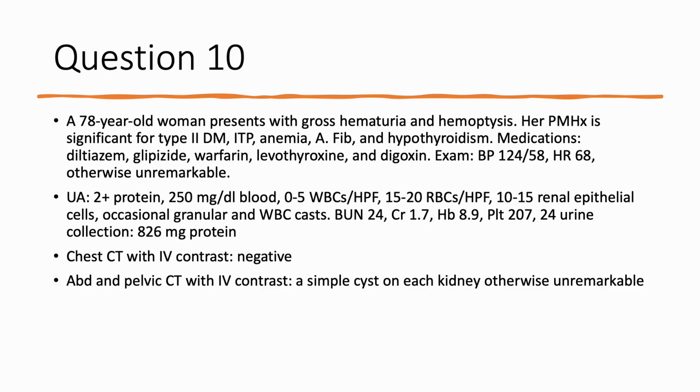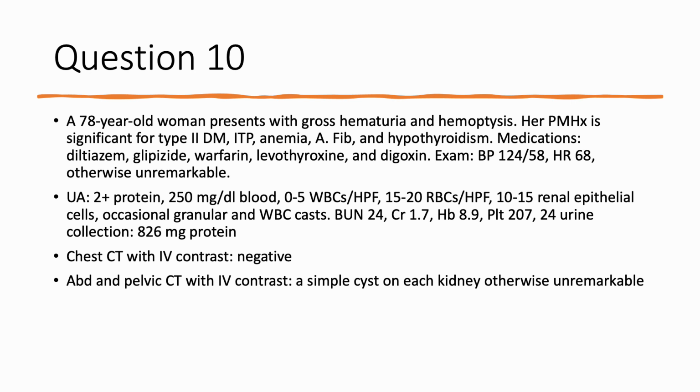We'll move now to question number 10. Here we have a 78-year-old woman presenting with gross hematuria and hemoptysis. Her past medical history is significant for type 2 diabetes mellitus, ITP, anemia, atrial fibrillation, and hypothyroidism. Her medications include diltiazem, glipizide, warfarin, levothyroxine, and digoxin.